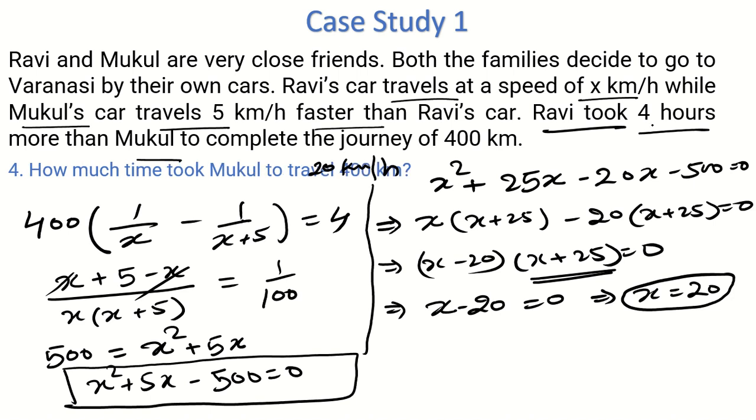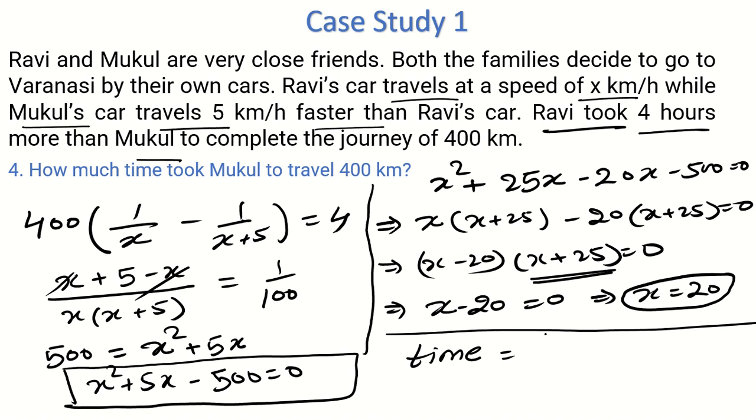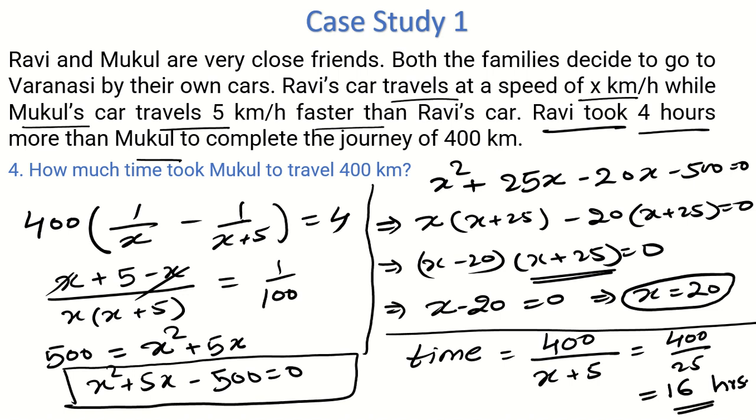Now what is the fourth part? Fourth part is how much time Mukul took to travel 400 kilometers. Now, what was the time for Mukul, if you remember? Time taken by Mukul was 400, that is distance upon speed. So 400 upon x plus 5, because Mukul's speed was x plus 5. Okay, and x is 20. So it will be 400 upon 25, which means 25 times 16, 25 times 1 is 25 and 25 times 6 is 150. So this much hours. Okay. So Mukul took 16 hours to complete 400 kilometers. Okay. Like this you can solve this question.